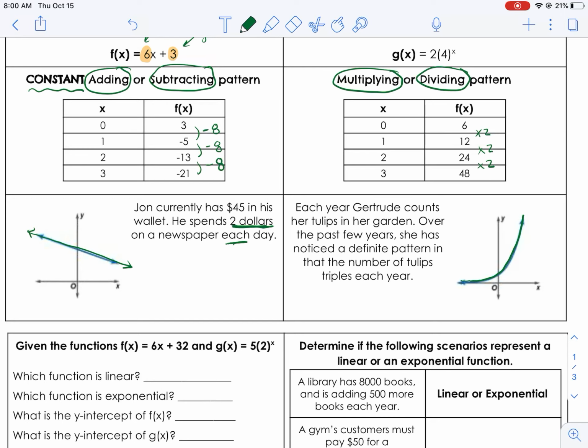Okay. Versus on the right, it says each year Gertrude counts her tulips in her garden. Over the past few years, she's noticed a definite pattern in the number of tulips. Triples each year. So triples means we're going to multiply by 3. So if we started with 1 tulip, the next year we'd have 3. The next year we'd have 9. The next year 27, and so on. And that would increase very quickly. So look for that difference in your functions.